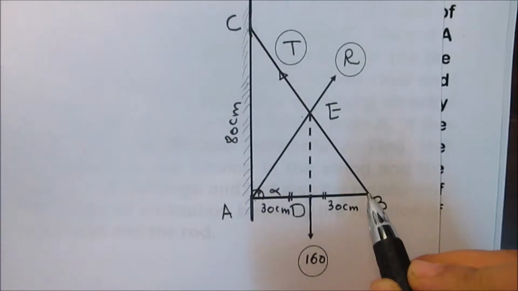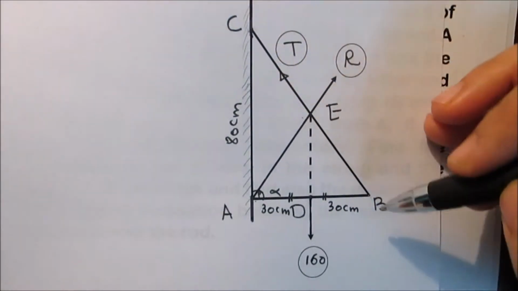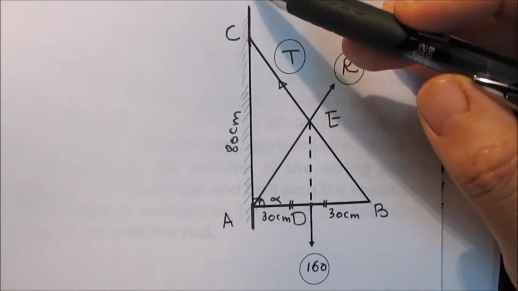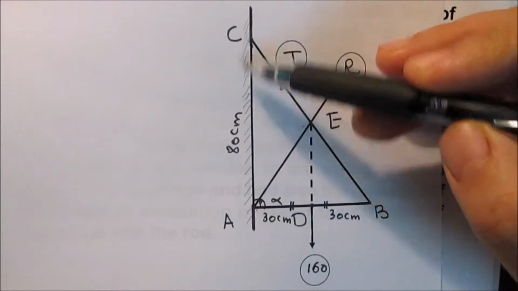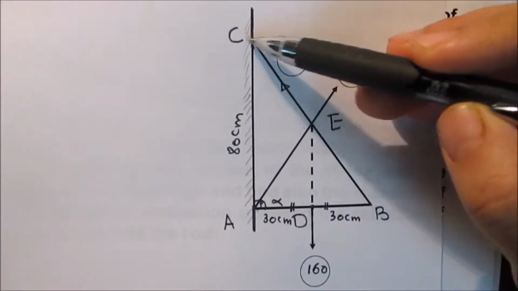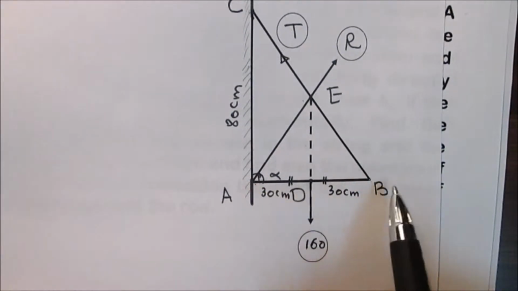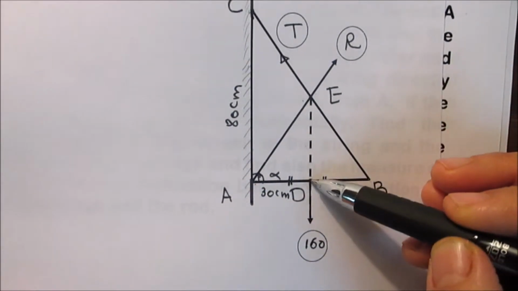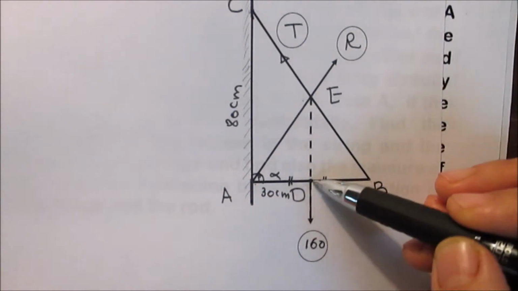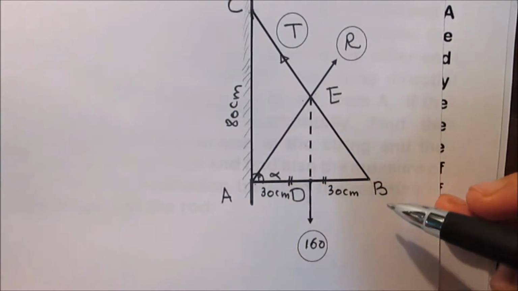The other end B of the rod is tied by a string where the other end of the string is fixed at the wall, directly above point A and at 80 cm from A. So AC is 80 cm and the rod length is 60 cm. The weight of the rod is 160 gram weight and it acts at the midpoint of the rod.